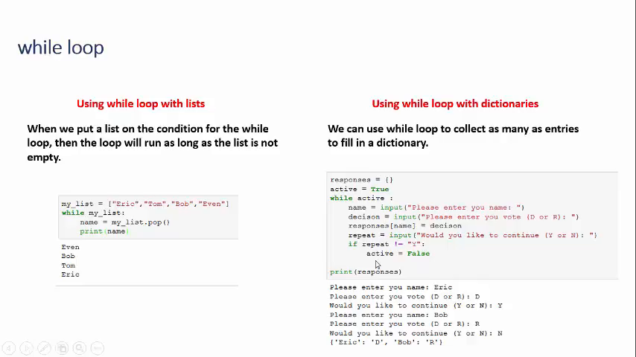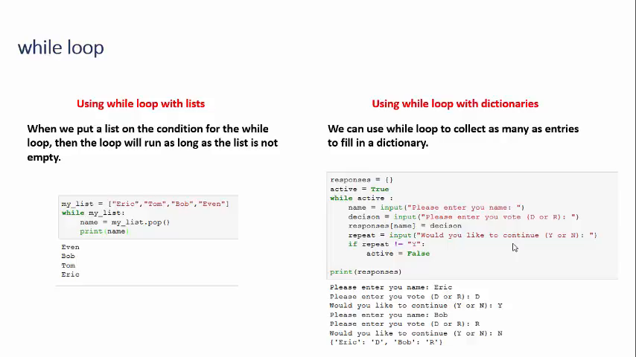In this while loop, the flag is changed when the user inputs Y, when the prompt is asking whether the user would like to continue. So this is one particular example of using the while loop to fill in a dictionary.